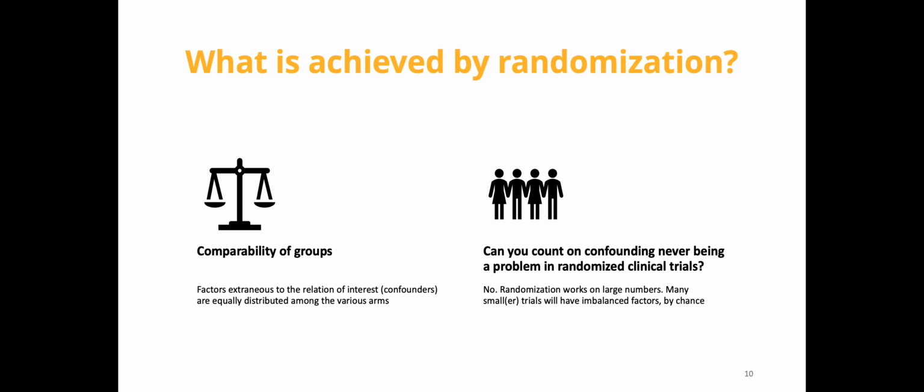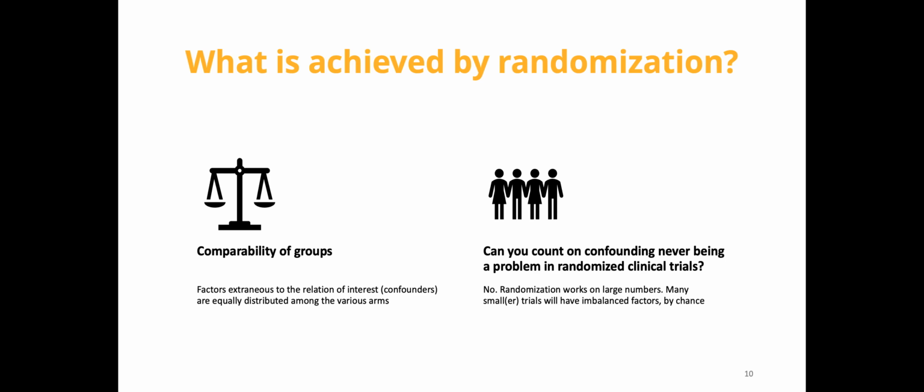Even if we do randomize patients, can we count on confounding never being a problem in a randomized controlled trial? The answer to this is no. Randomization only works on large numbers, meaning you have to have a large group of patients in order to make sure that patient characteristics are equally distributed between the two groups. And a lot of smaller trials can have imbalanced factors or patient characteristics just by chance.